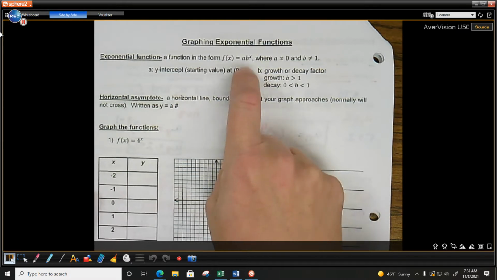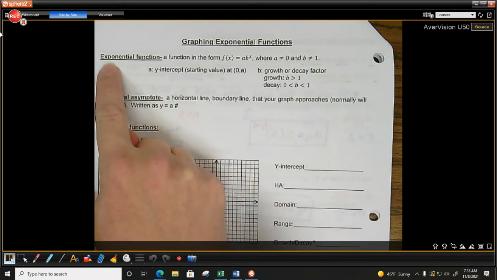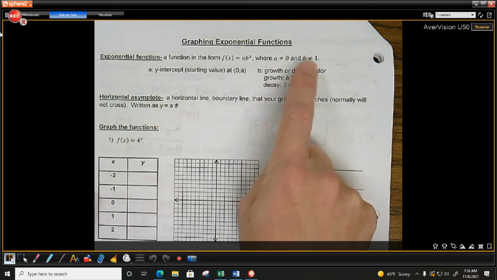Looking at the equation, where do you see x? It's that one right there. Where do you see x, guys? So if x is the exponent, it is exponential. Okay? Do we like that? An easy way to remember it: if x is the exponent, your function is exponential. Okay? A cannot equal 0, and b cannot be 1.